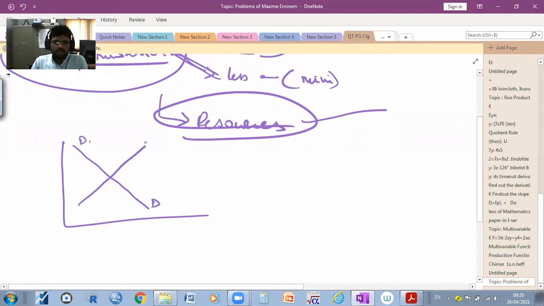So this is the supply theory. We have the demand curve and the supply curve. Where the demand and supply curves intersect, we get some equilibrium price. This is called the equilibrium point. This is the quantity demanded and quantity supplied.